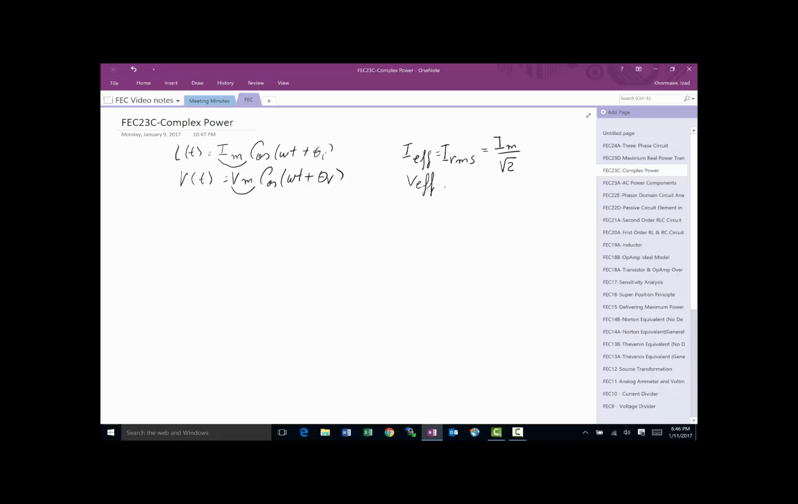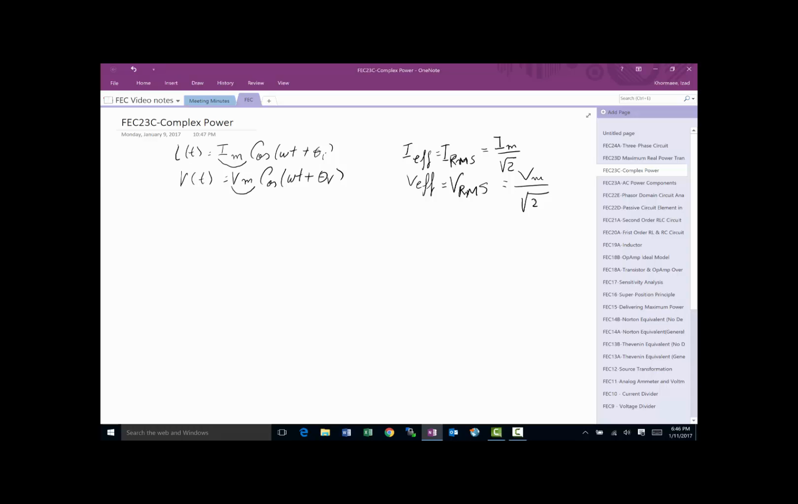V effective, another name for it is VRMS. I probably should write them all in capital letters. That's a common way people write RMS, because that's an abbreviation for root mean squared. And then that will be Vm divided by square root of 2. So that's correct. So now we have those two concepts.